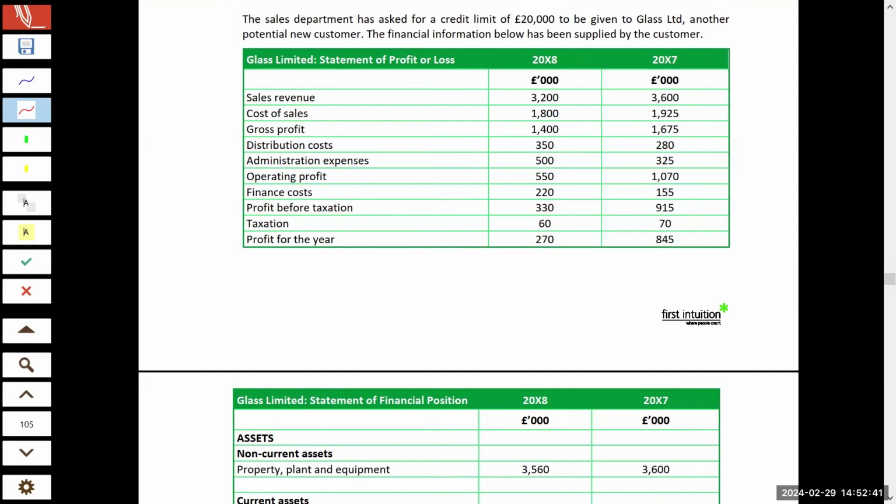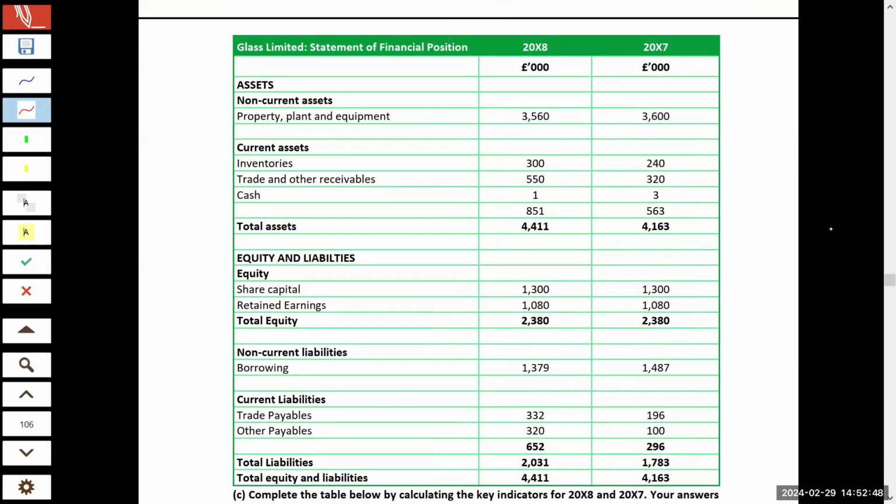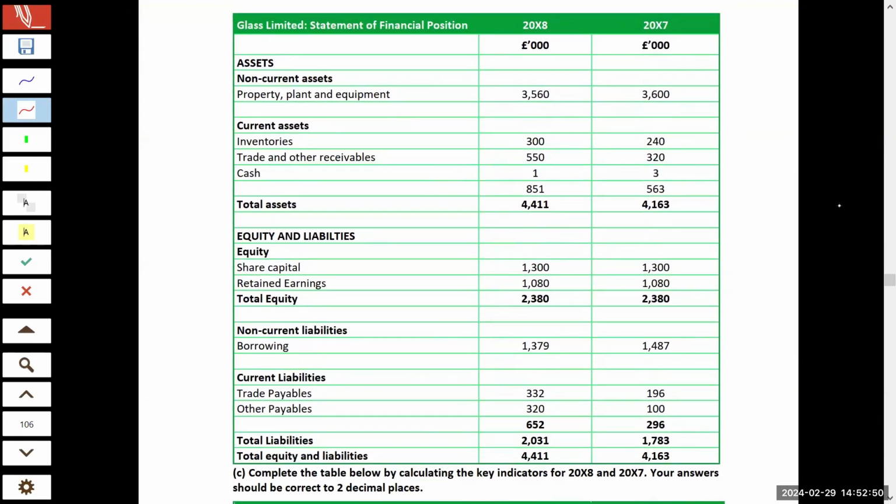The financial information has been supplied, same drill, nothing new. Here are the sales revenues, the profit and loss, and the statements of financial position. Again, you can pause the screen if you want to memorize all these figures, but we're going to be taking out what we need anyway.